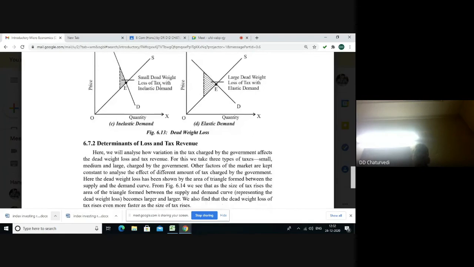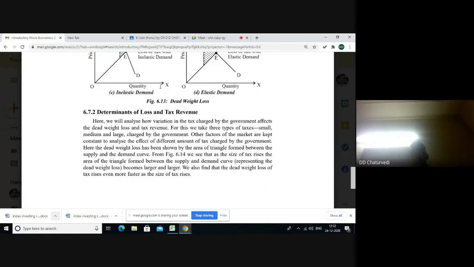In both the cases, tax per unit shown by the gap between demand and supply curve are assumed to be equal. Now let us discuss the determinants of loss and tax revenue. We will consider three types of taxes. Then we will study the relationship between amount of tax and its relationship with the deadweight loss. Tax may be small, medium, or large in different situations. Other factors of market are assumed to be constant.